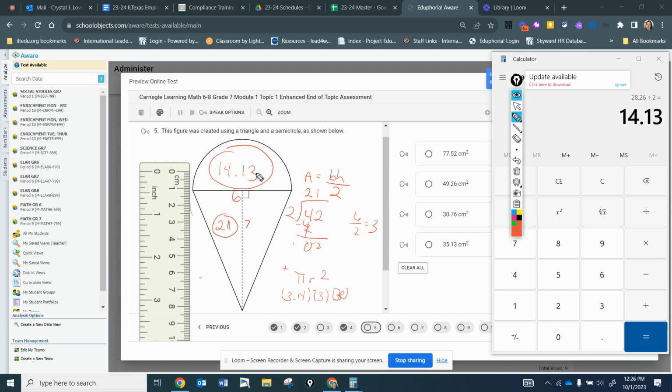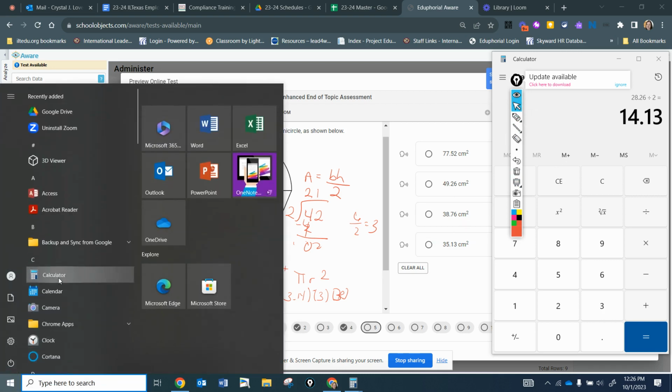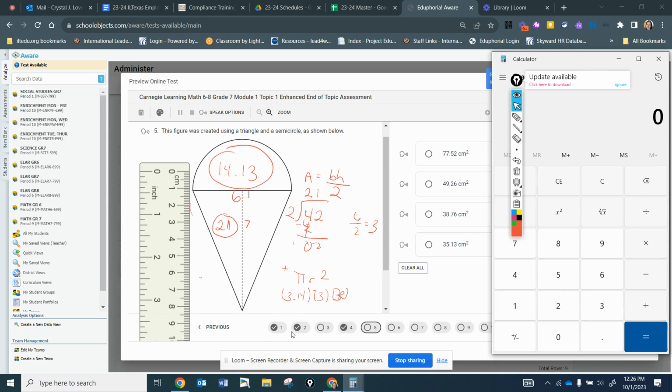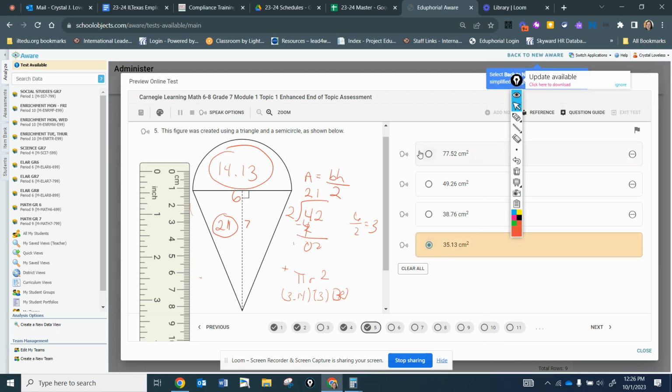Now I know my half circle and my triangle. So I'm going to add those together to figure out what my entire area is. So 14.13 plus 21 equals 35.13 centimeters squared right here. Okay? All right, good job.